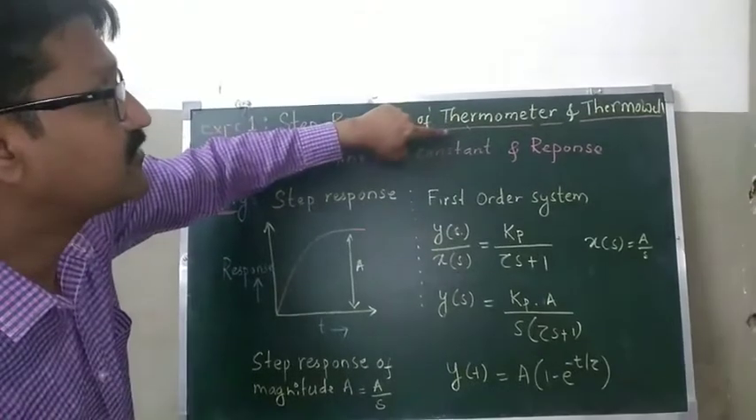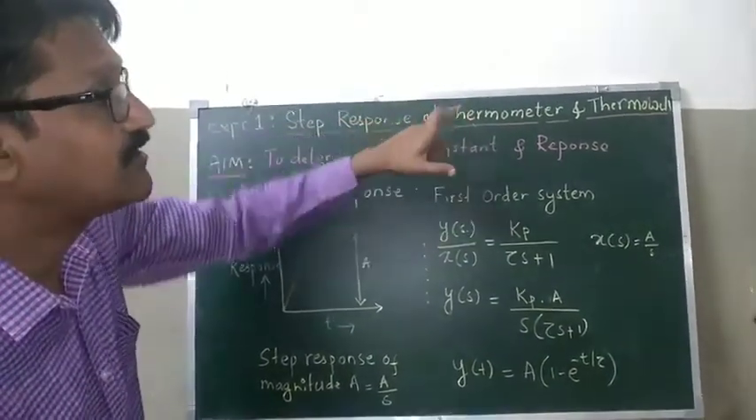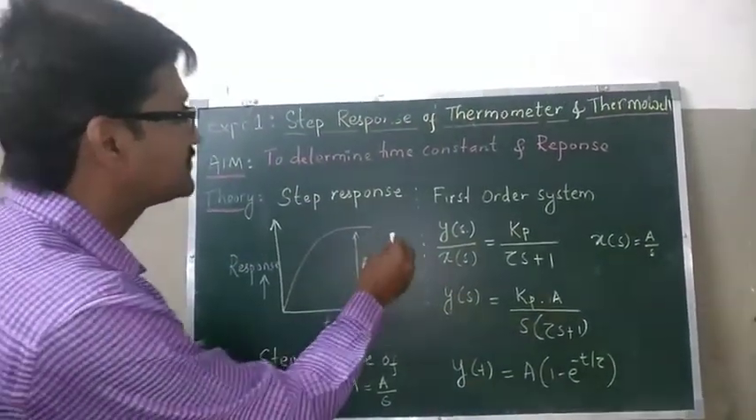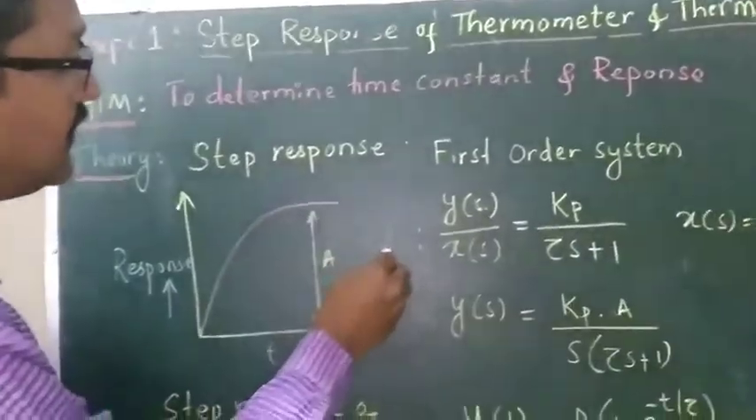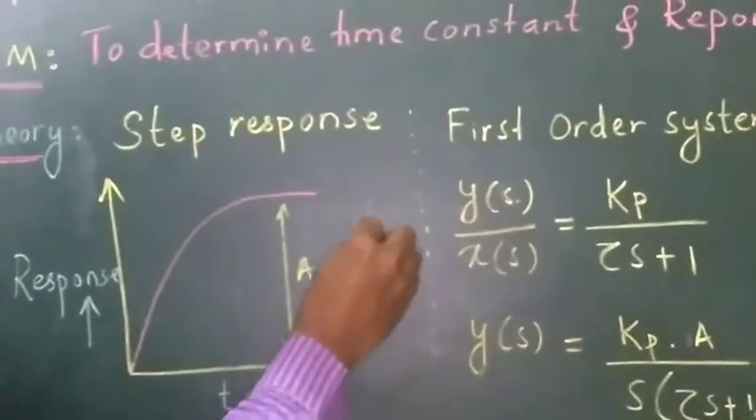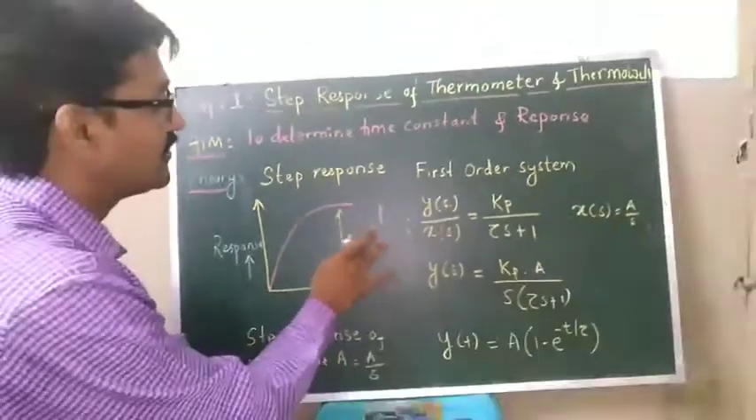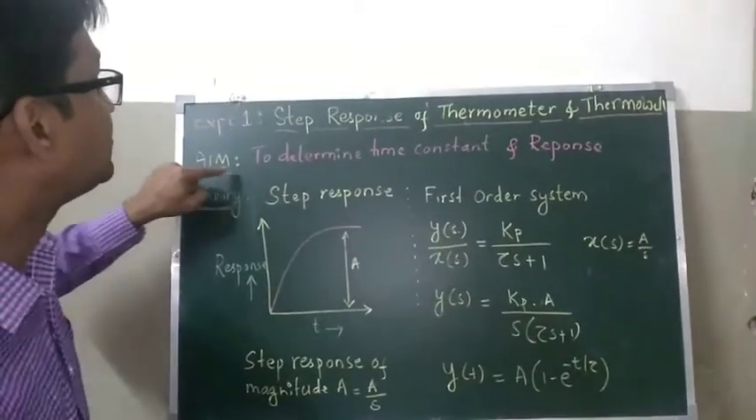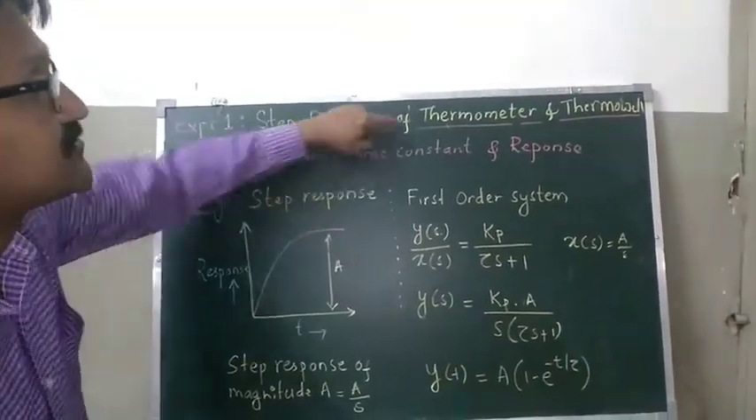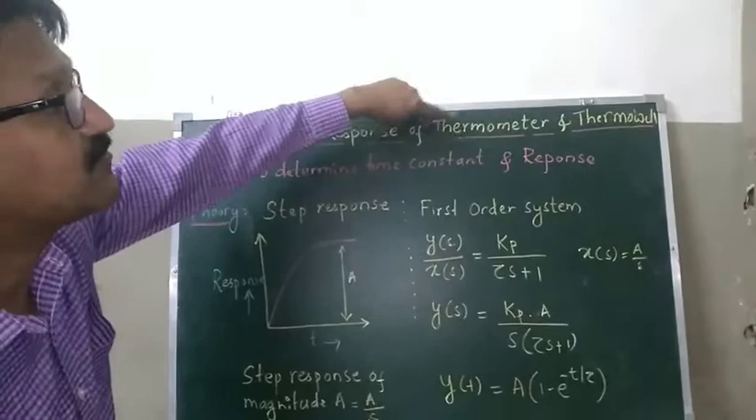In thermometer we don't have a resistance. In thermowell we have a resistance. Thermowell means we have a well which will be filled with oil and you will be keeping the thermometer here. So therefore that is a thermowell. And what is the aim of the experiment? To determine the time constant of a given system. What is it? Thermometer and thermowell.